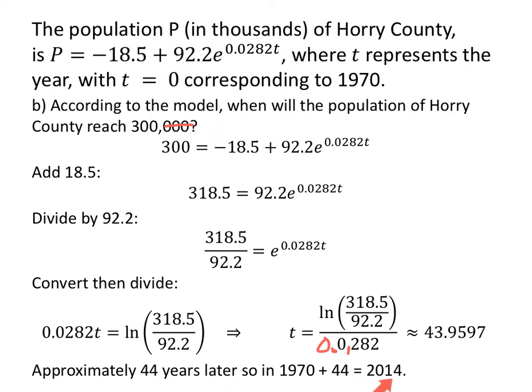When? In 2014, the population should be about 300,000, and I decided to Google it. And it was 297,000 something. And I felt that was close enough to 300,000 that the math is valid.